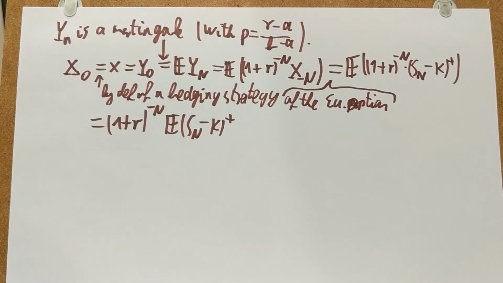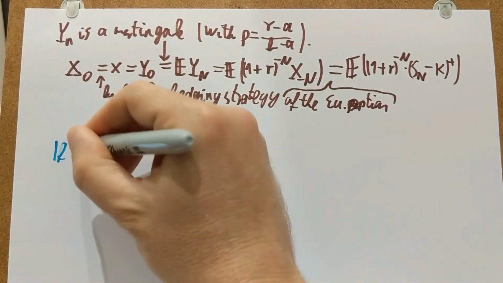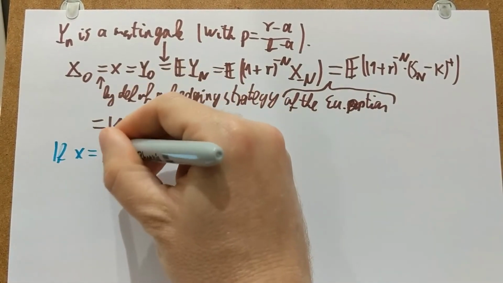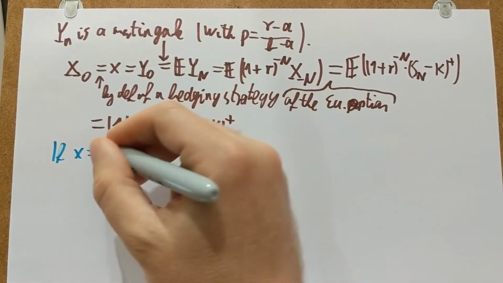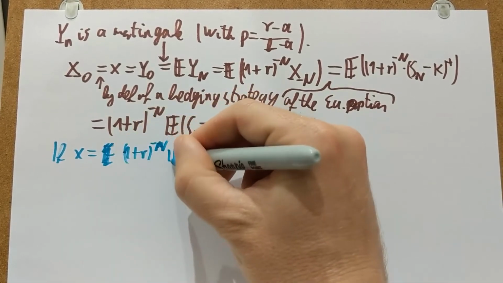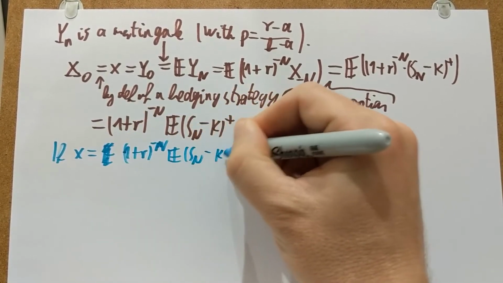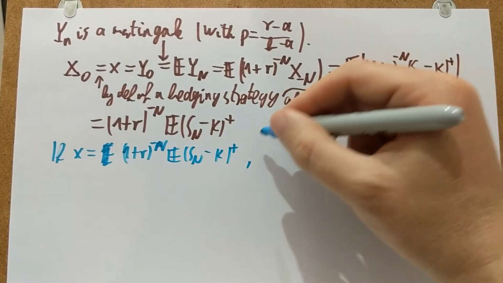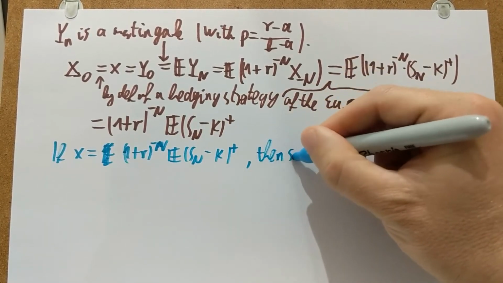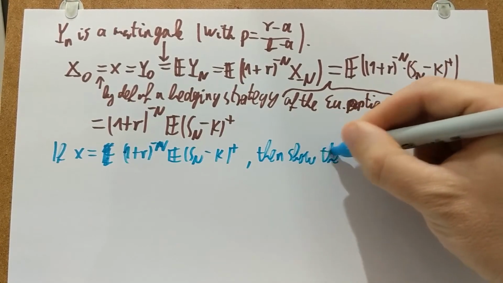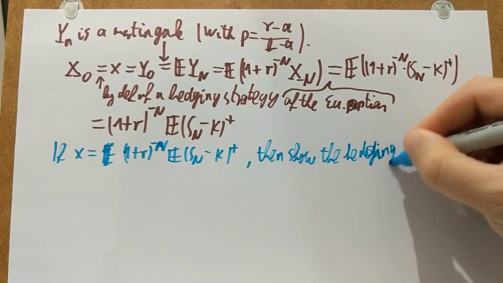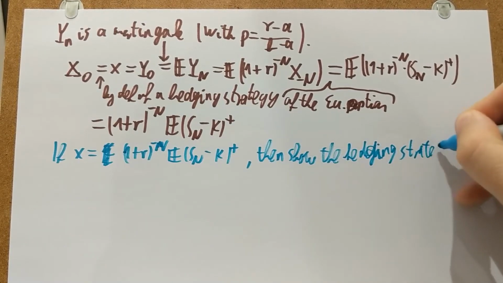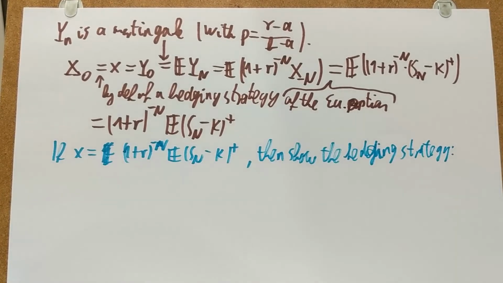So now let's prove that if X is 1 plus R to the minus n times the expectation of Sn minus k plus, then there is a hedging strategy. How do we show the hedging strategy?